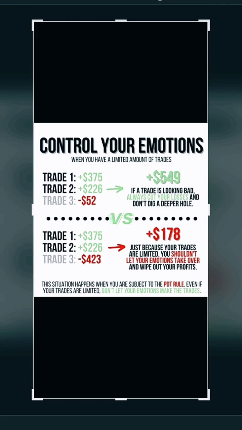So you've got 2 different people trading. They're taking the same trades, but the only difference is the emotions. The first trader made a good amount, right? Because he made money on trade 1, made money on trade 2, and only lost $52. If a trade is looking bad, always cut your losses and don't dig a deeper hole. Versus the other person made money on trade 1, made money on trade 2, and gave back $423 on that loss. Just because your trades are limited, you shouldn't let your emotions take over and wipe out your profits.